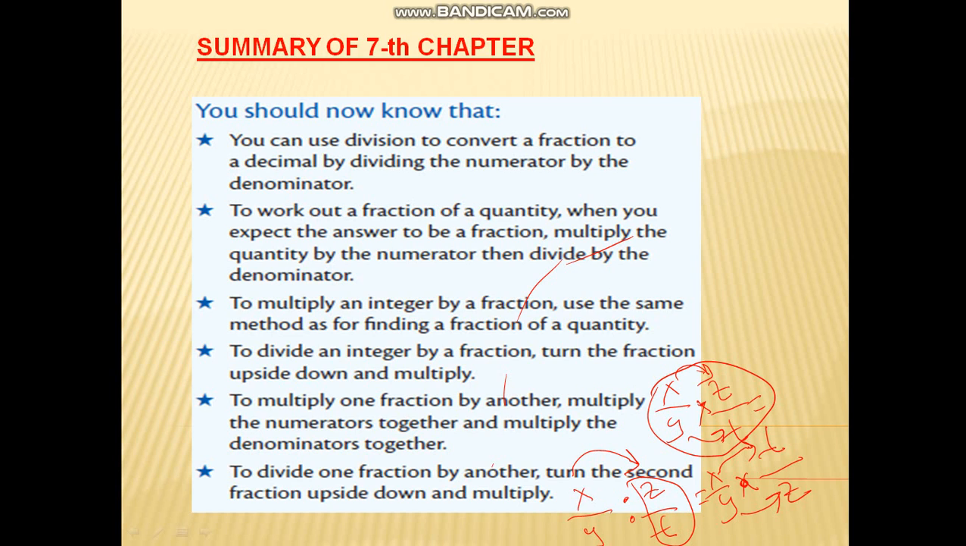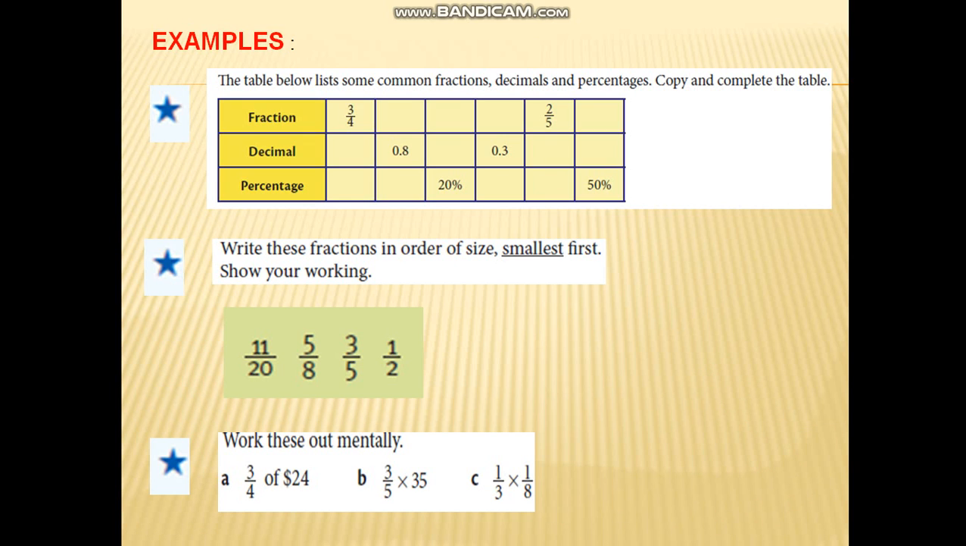Okay, so I have some examples about this summary. First example: the table below lists some common fractions, decimals, and percentages. Copy and complete the table. We have the fraction form, and as we have only certain values, we need to find the others. Also in decimal form we have two answers to find. I want to show you some of the decimals.